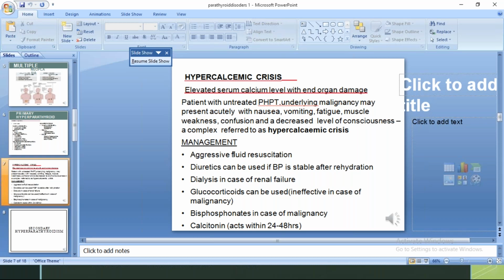So management includes aggressive fluid resuscitation. When the patient's blood pressure returns to normal and the intravascular fluid level is normal, you can add loop diuretics like furosemide. In severe cases of renal failure, the patient should undergo dialysis. Glucocorticoids can be used, but if it is malignancy, it is ineffective. Otherwise, glucocorticoids potentiate the increased accumulation of calcium. And in case of malignancy, bisphosphonates, calcitonin, as we already discussed, its half-life is low, so a limited effect while switching over to bisphosphonates.